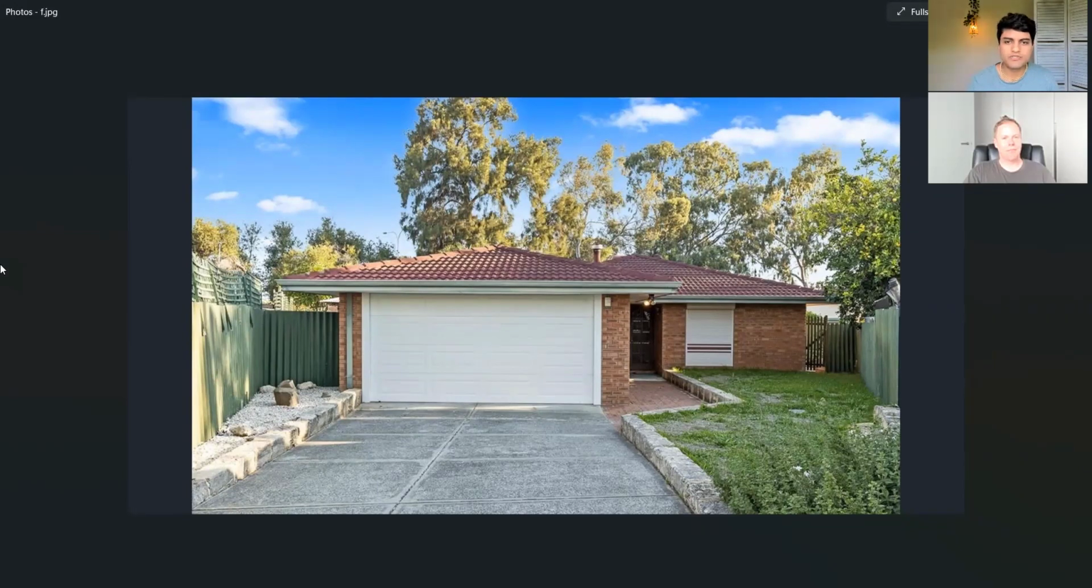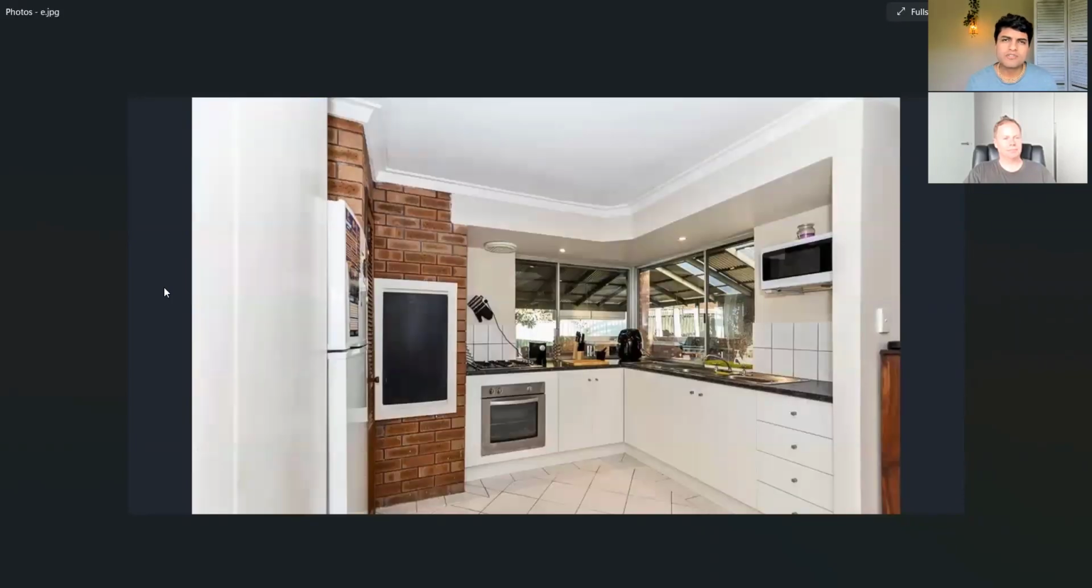Guys, this is the property. As you can see, it's a really nice brick home, low maintenance, brick and tile, single story. This is over in WA. David got this for $428,500. That was the purchase price, which was about $20,000 to $35,000 under market value. What do we mean by that? If you look at RP Data and comparable sales, this should have gone for another $20,000, $30,000, $35,000. So he's got a great deal.